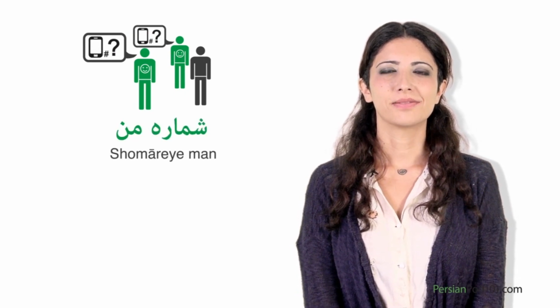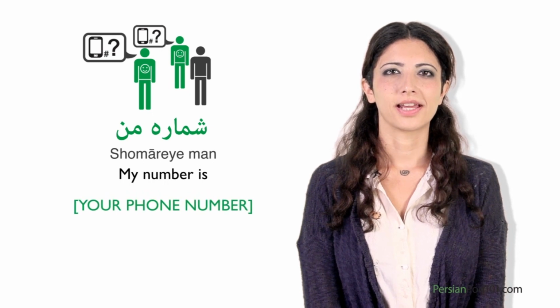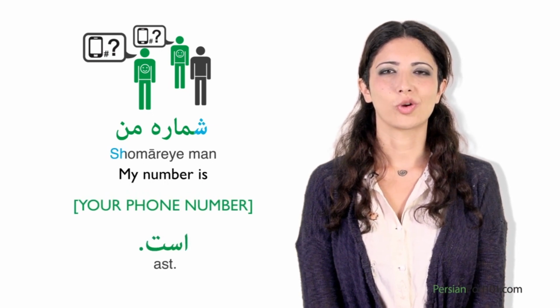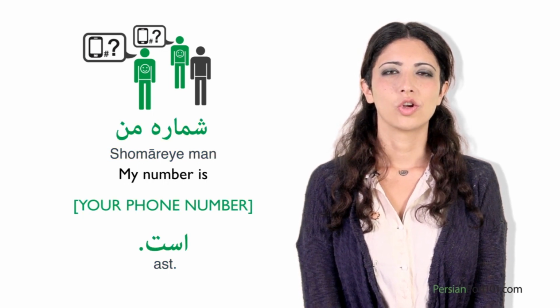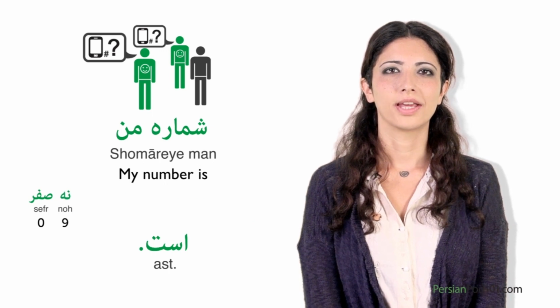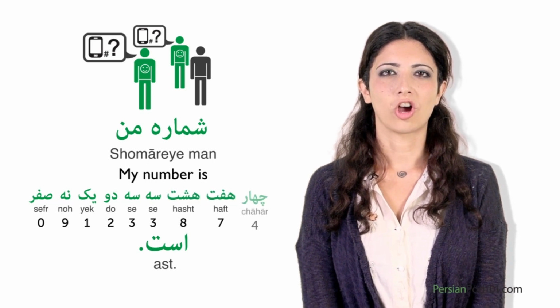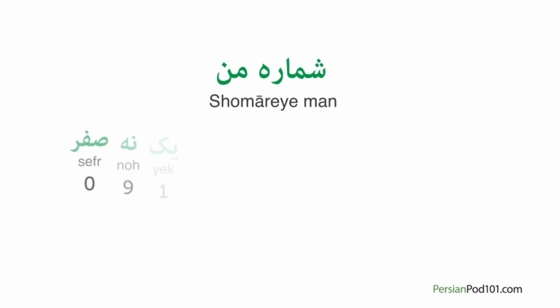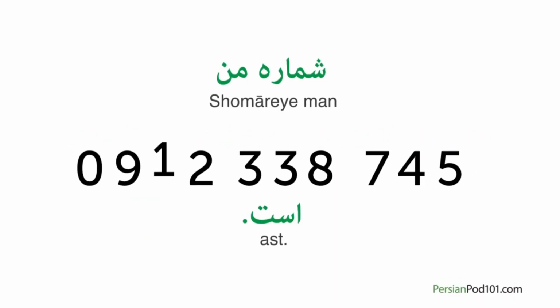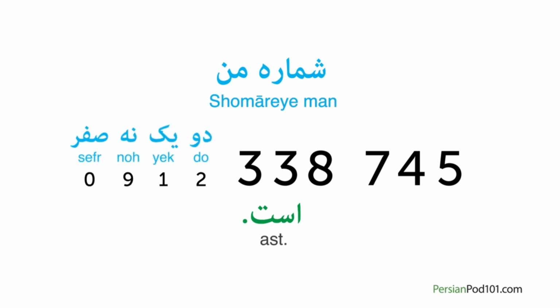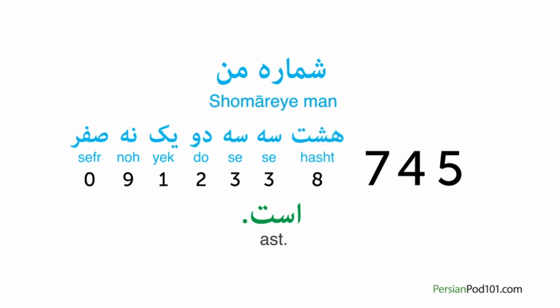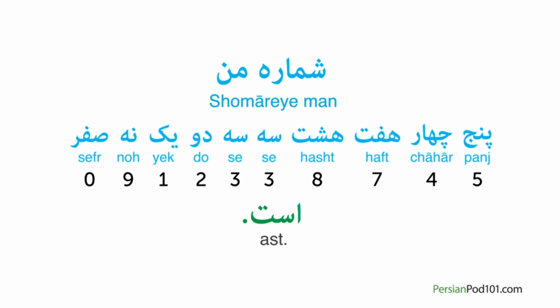Let's try it together. We'll use the phrase shomareye man, which means my number is. You say the numbers after that, and then finish by saying ast. Shomareye man, sefr, no, yek, do, se, hasht, haft, chahar, panj, ast. Can you read it by yourself? شماره من 0 9 1 2 3 3 8 7 4 5 است.